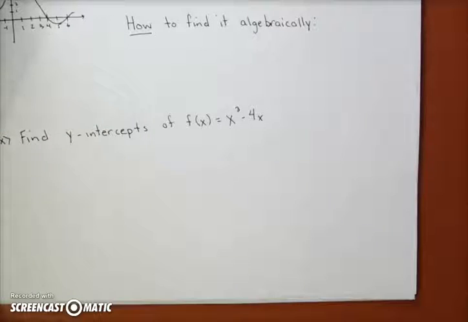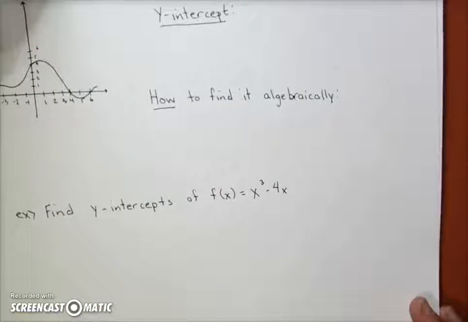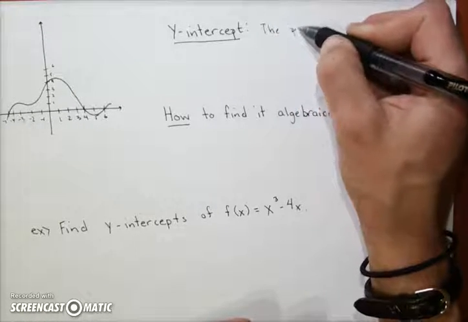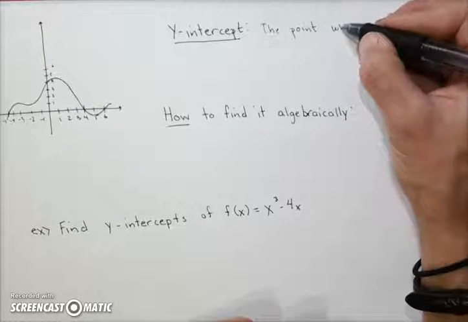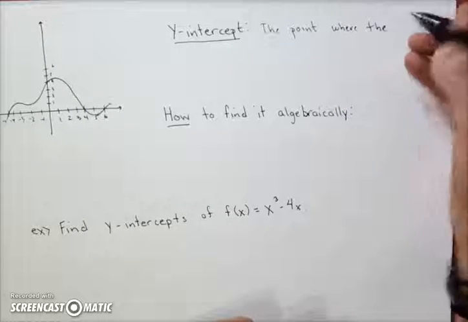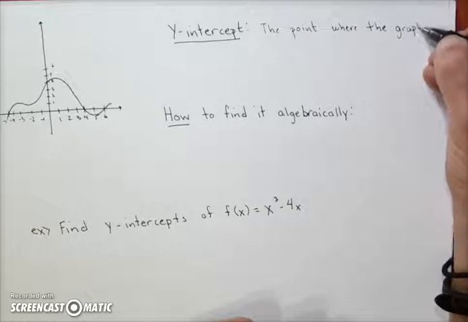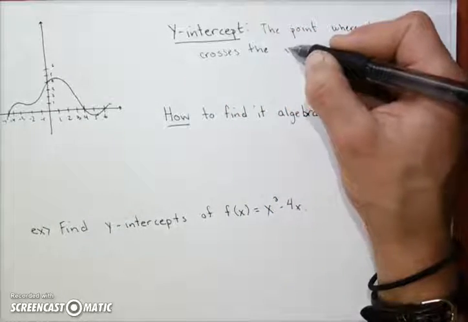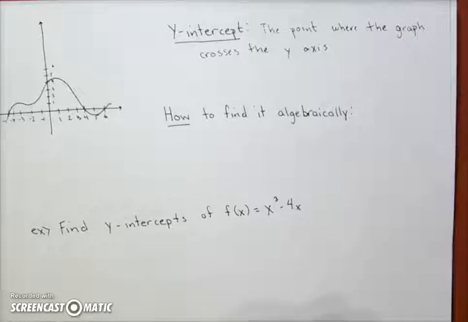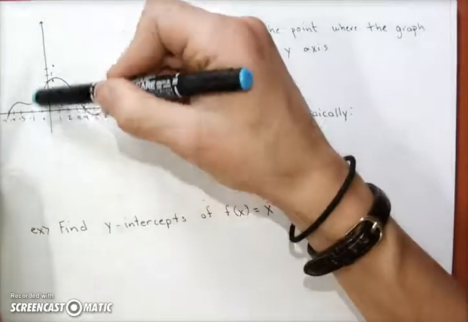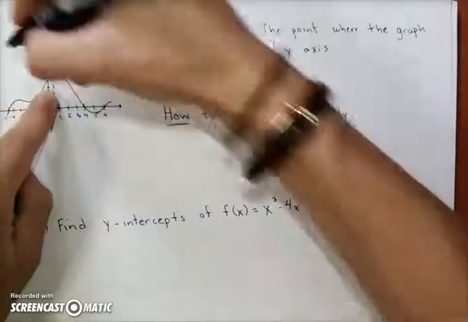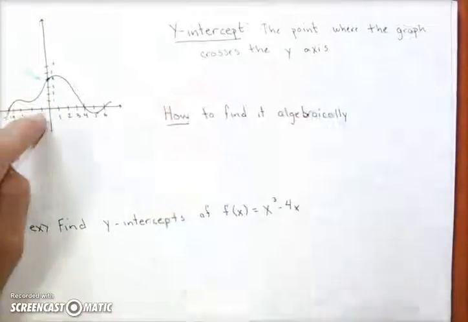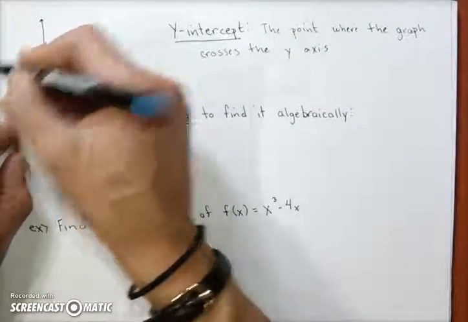So moving on now to y-intercepts, it's the same idea. The y-intercept is the point where the graph crosses the y-axis. So graphically, we just look along the y-axis and we see where the graph crosses. It crosses right there. The coordinates of this point are 0, 4.